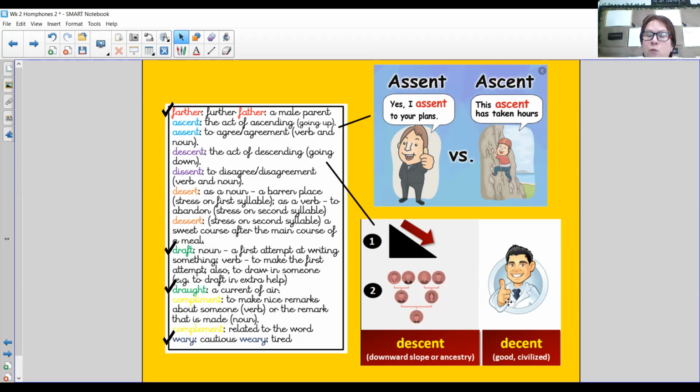And we might say this slightly differently. Instead of descent, we might say decent. So that means good, civilized, a good person, a decent person. So they might sound slightly different.